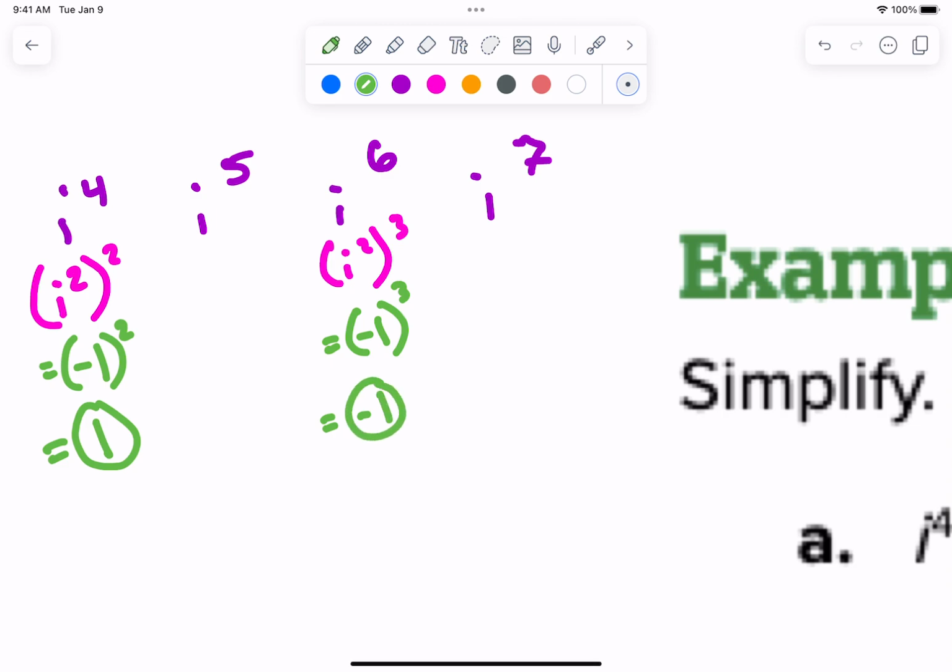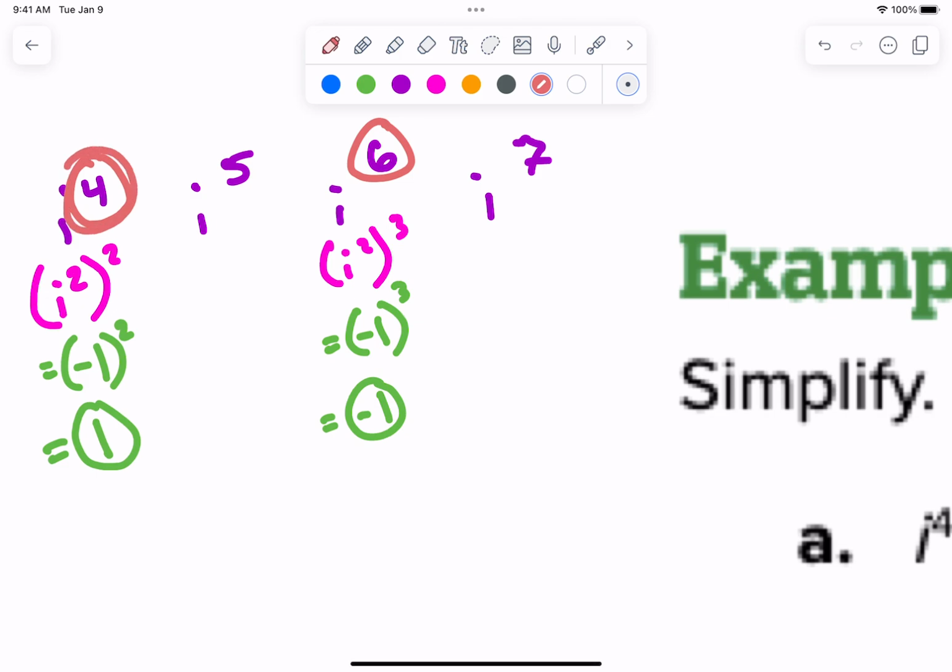Okay? So let's look at trends here. Even numbers are going to reduce to 1 or -1. If it is a multiple of 4, it's going to be positive. If it's not a multiple of 4, it's going to be negative. Does that make sense? If it's a multiple of 4, it will be +1. If it's not a multiple of 4, it's -1, right? 4 is a multiple of 4.